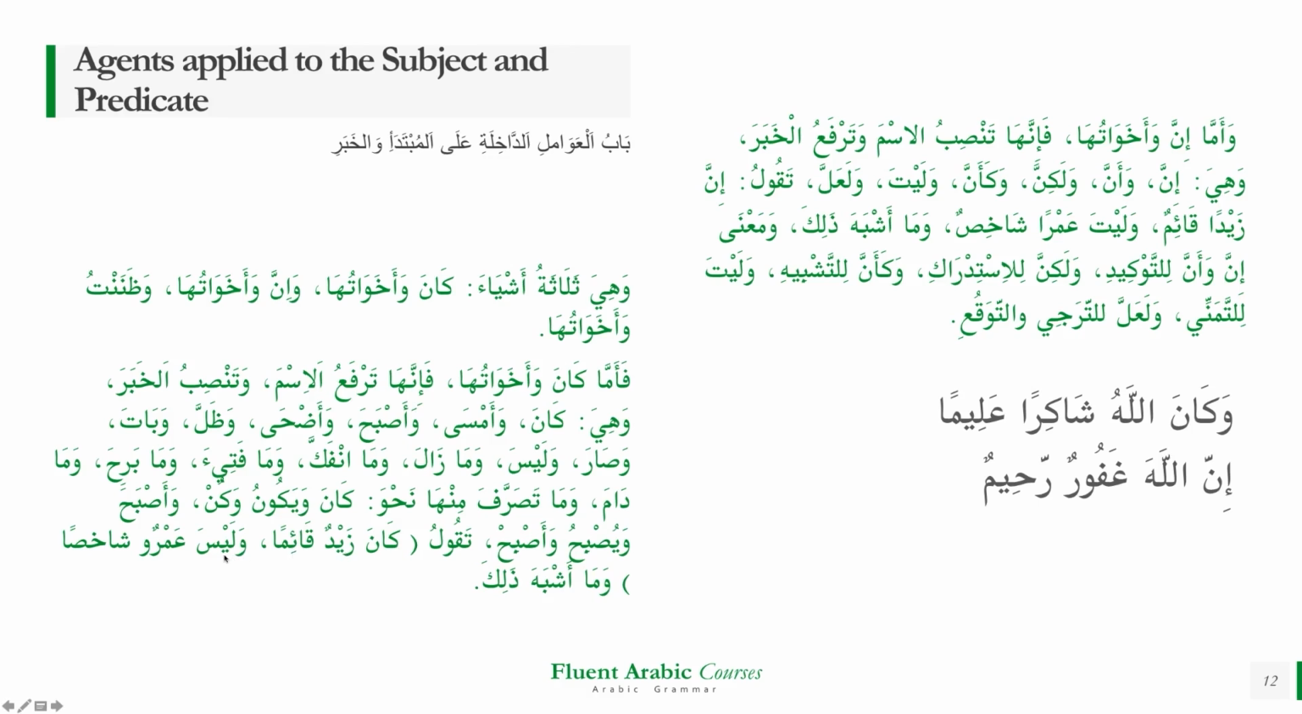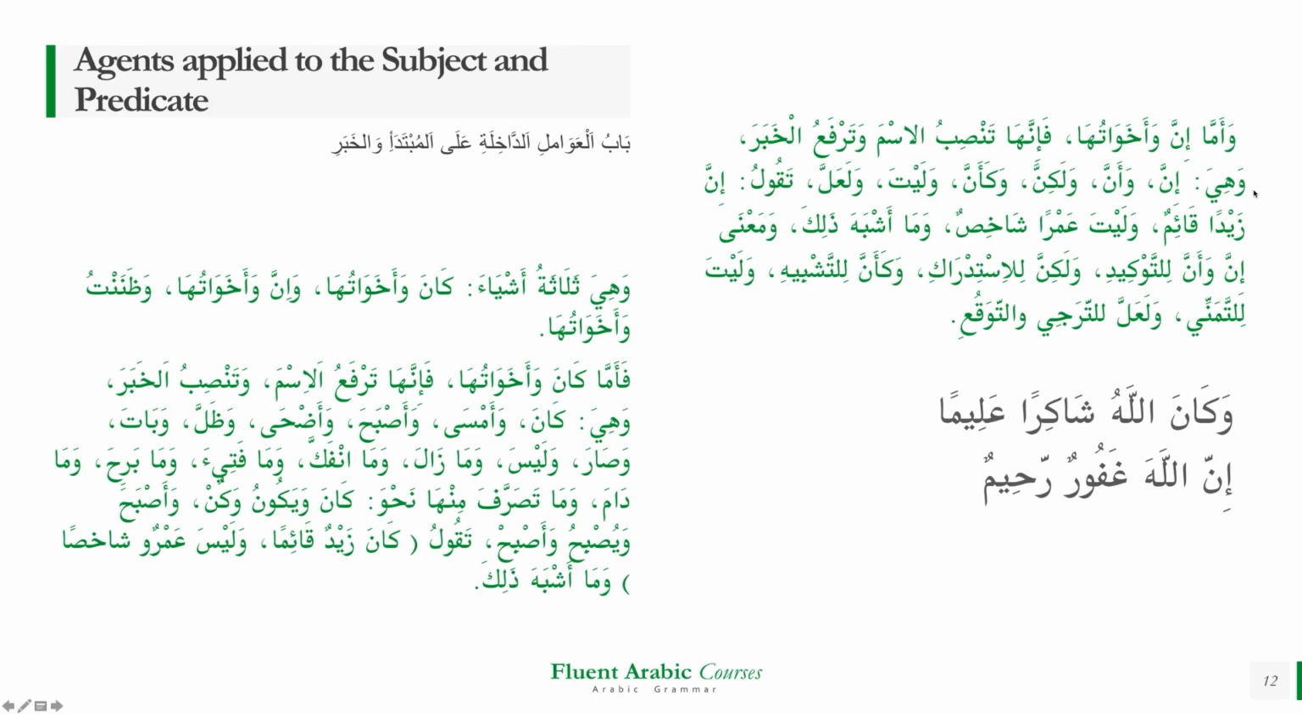And it is the same for laysa because it is one of the sisters of kana. So it becomes وَلَيْسَ عَمْرٌو شَاخِصًا وَمَا أَشْبَهَ ذَلِكَ, and so on. وَأَمَّا إِنَّ وَأَخْوَاتُهَا. Now we come to inna and its sisters. What is the effect that inna has? فَإِنَّهَا تَنْصِبُ الْاِسْمَ وَتَرْفَعُ الْخَبَرَ. It is the exact opposite of kana and its sisters because it gives nasab to the mubtada, to the ism, and rafa to the khabar.